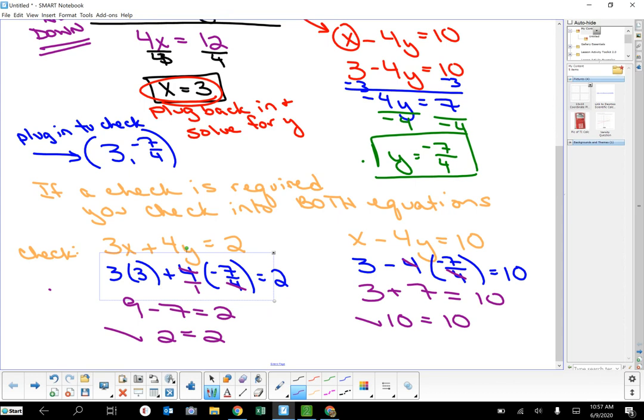Now, if one of these did not check, the expectation here is that you go back and start over again. Don't just say it didn't work. Well, it didn't work because you probably made an error. These will all work. I try to stay away from giving you problems that have no solution or an infinite number of solutions. They can in these, but I really like for you to actually get an answer. So that's how that's going to work out.